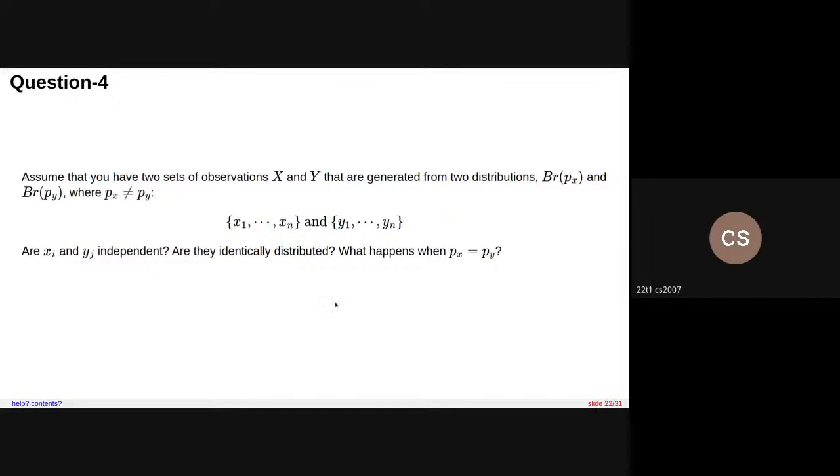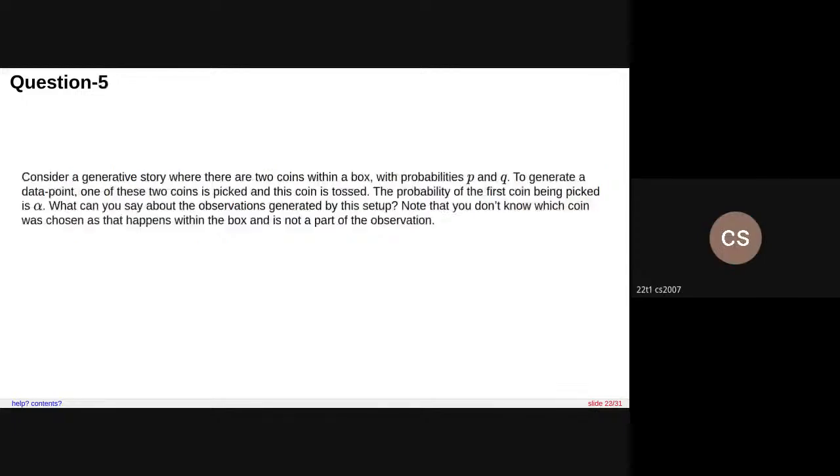Excuse me, sir. Sir, I have a doubt in an activity question in this regard only, the identically distributed part. It is in activity 4.1, question number 7. Question number 7. Yeah, that is the next question. Okay, okay, sir.